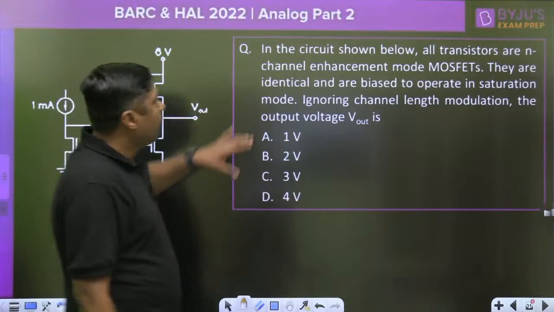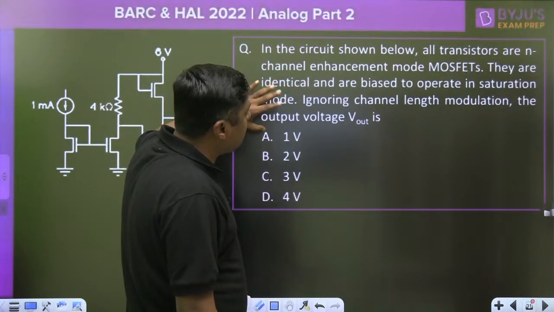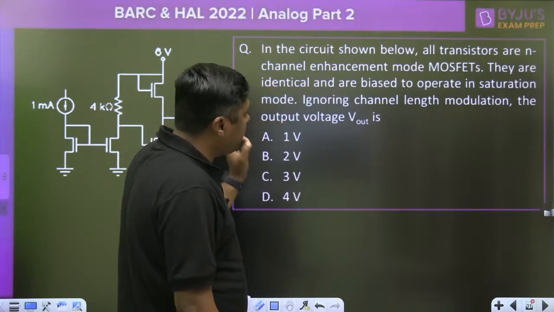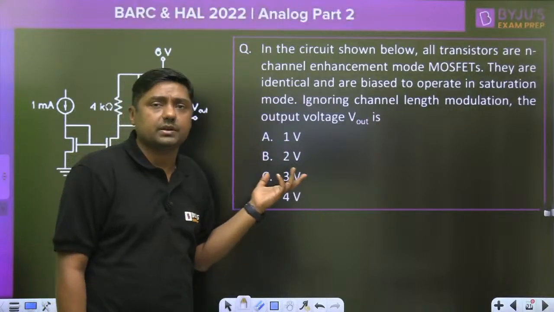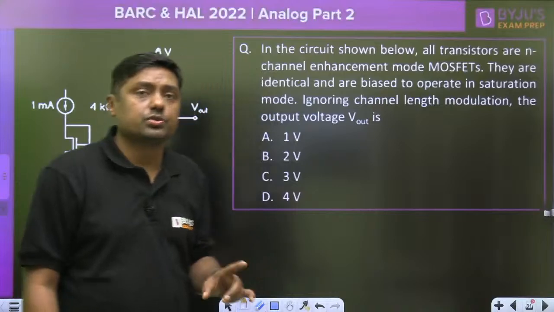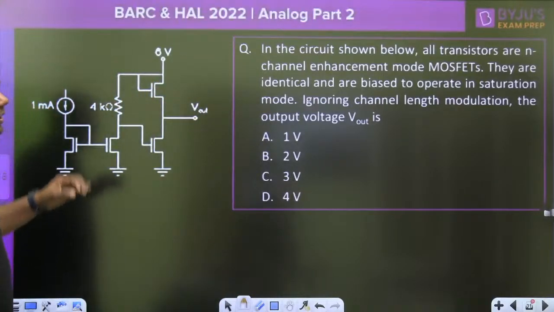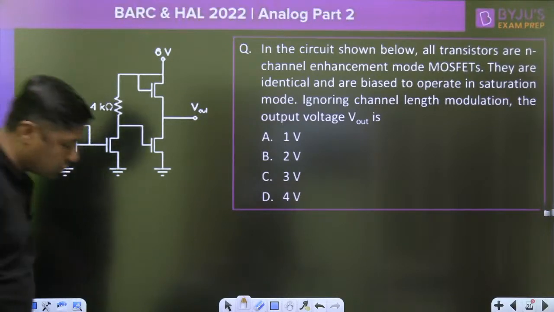Okay. Now in the circuit shown below, all the transistors are N-channel enhancement mode MOSFET. They are identical and are biased to operate in saturation. This is the question on what? Current mirror circuit. That is the last question. Please give me the answer. Ignoring the channel length modulation, the output voltage V out is.